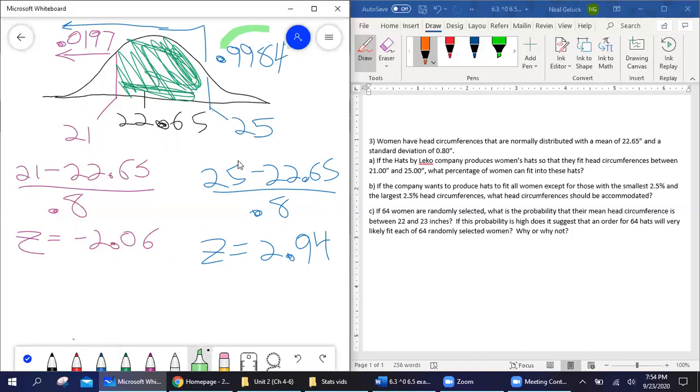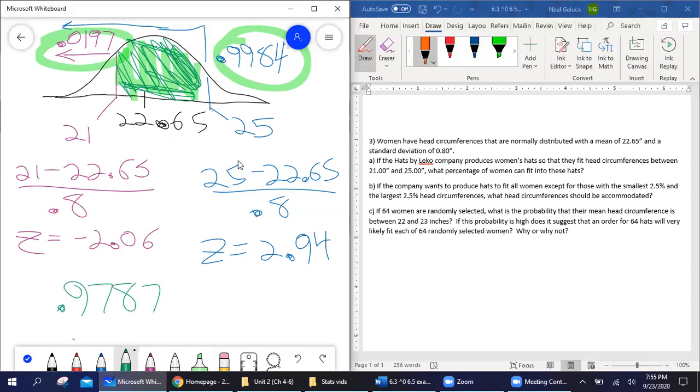Take big area minus small area, that'll give you the in-between, which on this one is going to be about 0.9787. Now this problem said percentage, so I would just convert it over to a percentage. And if I can get it to write a little better, it would be 97.87%.